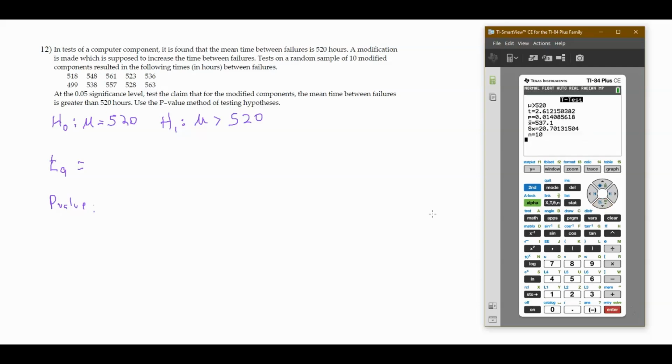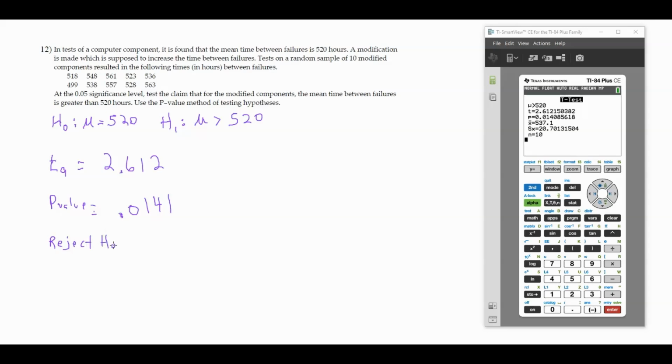And so my test statistic here is 2.612. My p-value is 0.0141. I round to 4 decimals. So comparing my p-value, 0.0141, to 0.05, p-value is less than alpha. So our decision is to reject the null hypothesis. So reject H0. And what does that mean?